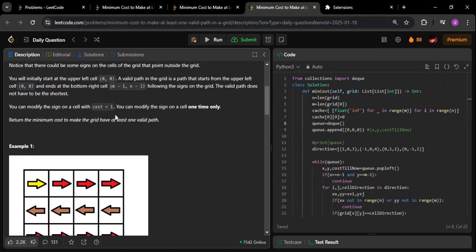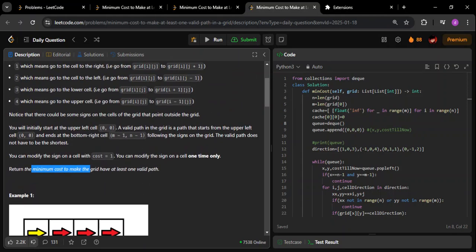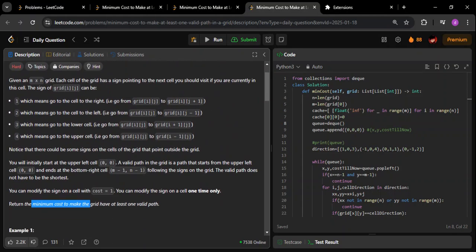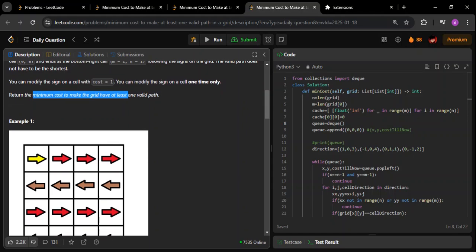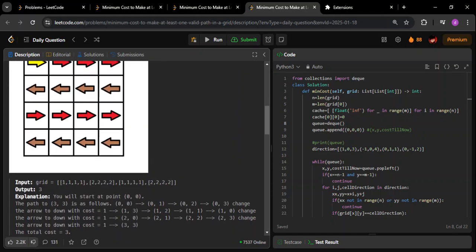So the question is about how to reach the bottom right cell with a minimum cost. Remember, this question has nothing to do with the shortest path. They are not asking you to take the shortest path, and they have also mentioned that in the question: the valid path need not be the shortest path. They are just saying it has to be a valid path, and you have to ensure that you are incurring the minimum possible cost. As simple as that. So that is the question, and we'll have to see how much cost we are going to incur.